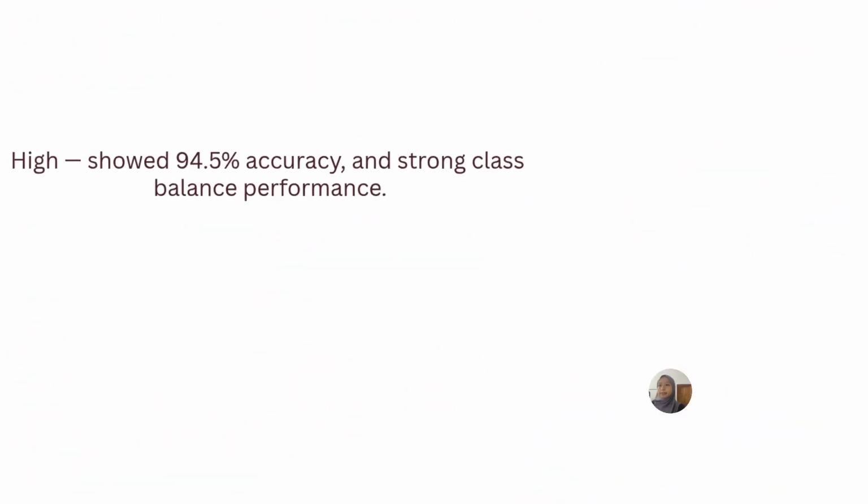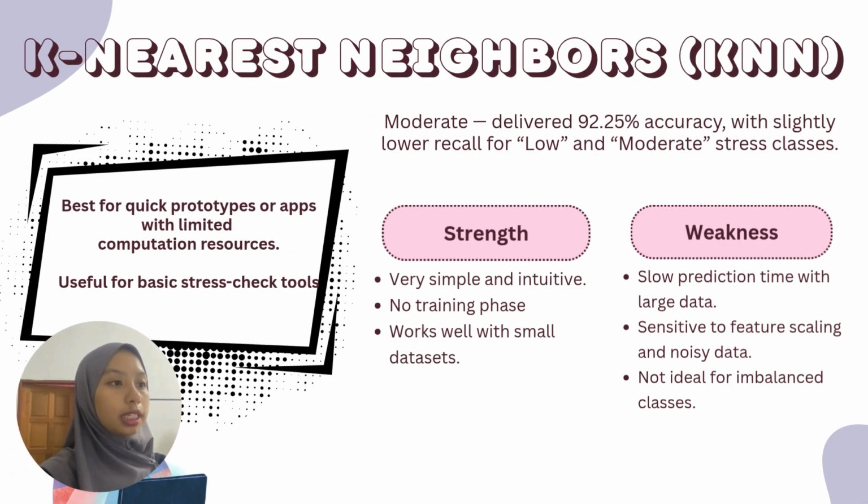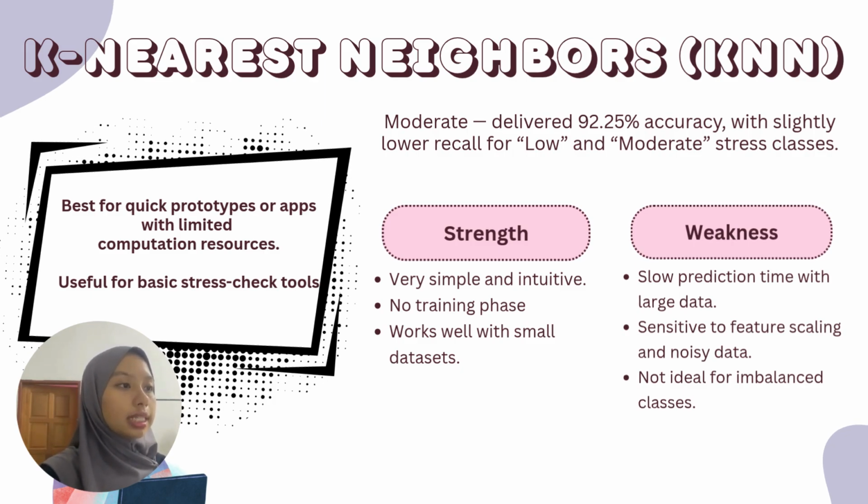KNN shows moderate potential with 92.25% accuracy compared to SVM and random forest. The strength of KNN is that it is very simple. There is no training phase, it just stores the data, and it works very well with small datasets. However, with big data it gives slow prediction time. It is sensitive to noisy data and different scales of features, and it's not ideal for imbalanced classes. KNN is best for simple prototypes or apps like basic stress check tools that help give early awareness of higher stress levels.